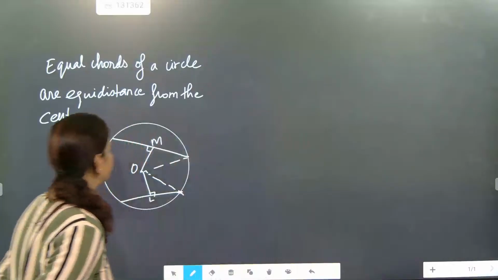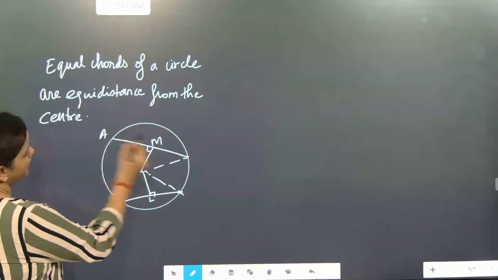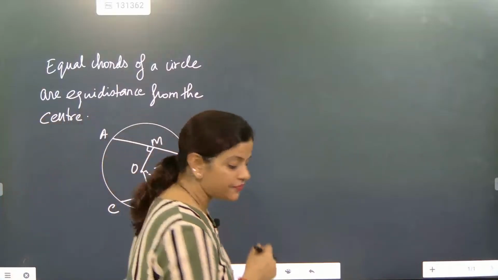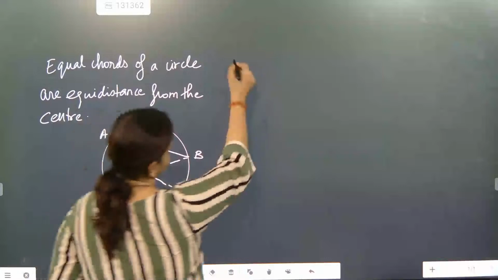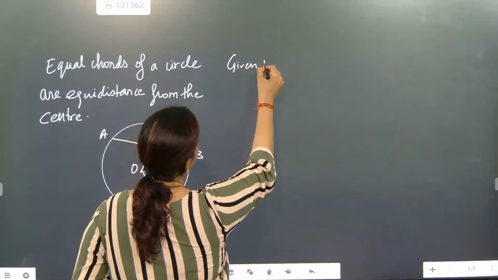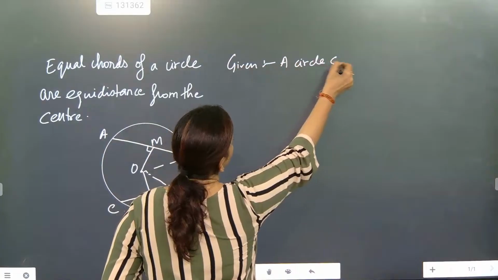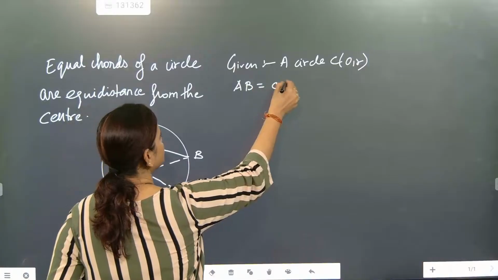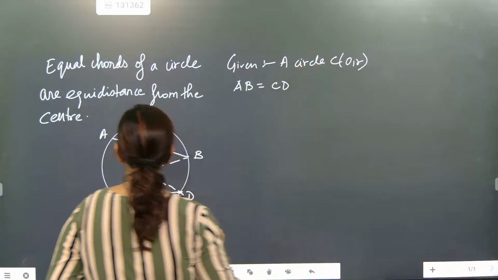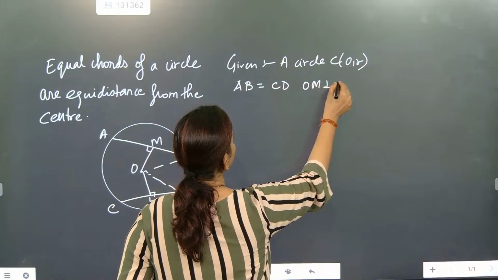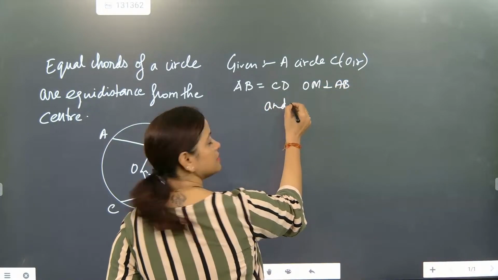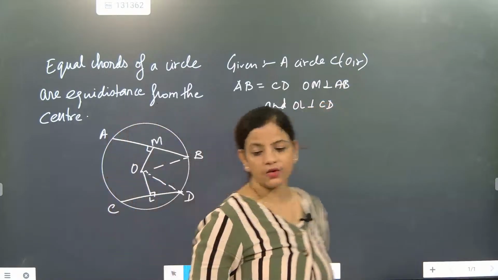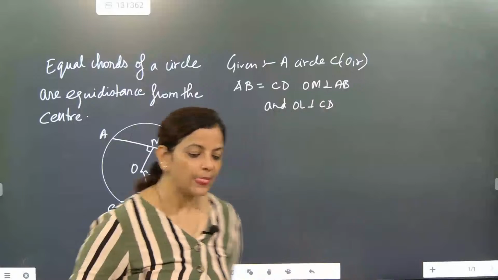So equal chords. What is given? We label the points A, B, C and D. Given a circle with center O and radius R, the chords are equal, so AB is equal to CD. Next, OM is perpendicular to AB and OL is perpendicular to CD. So this is exactly what is given.